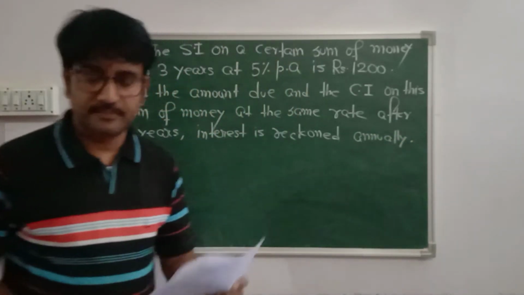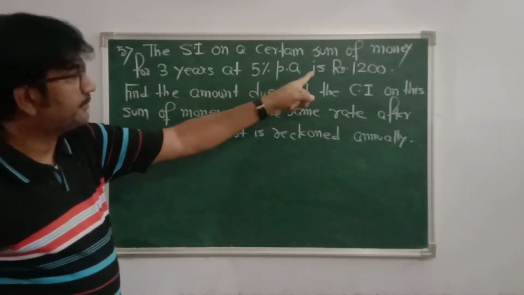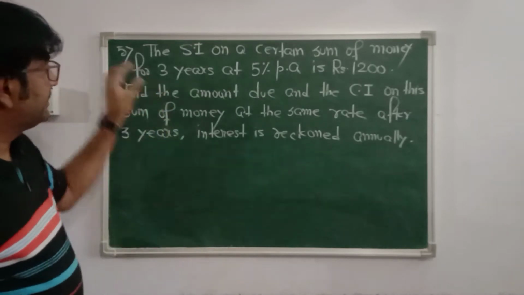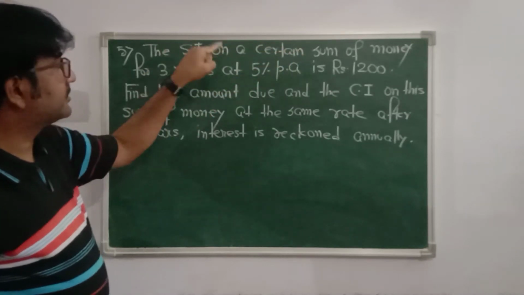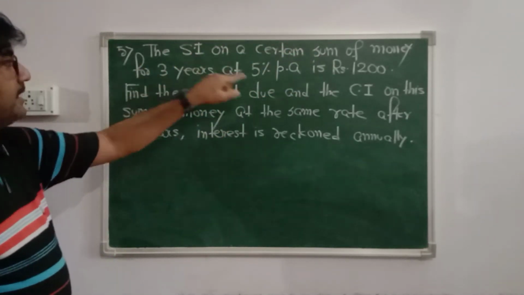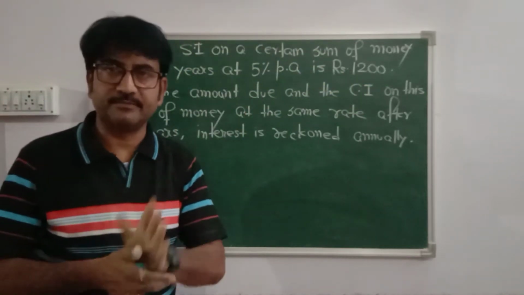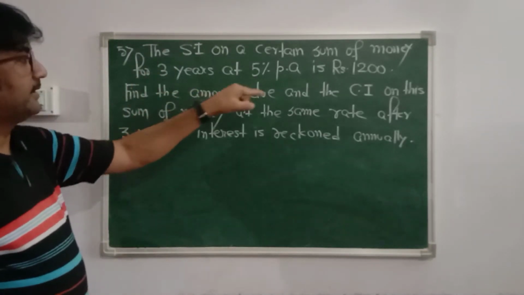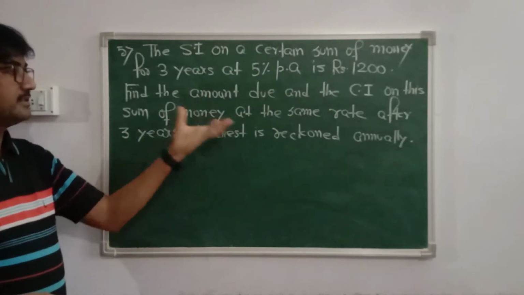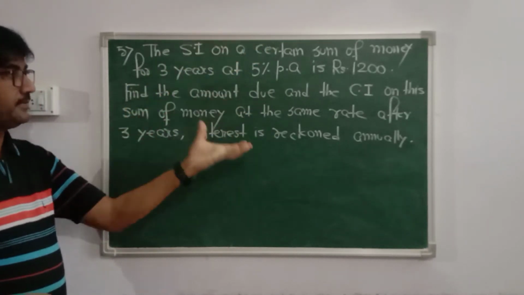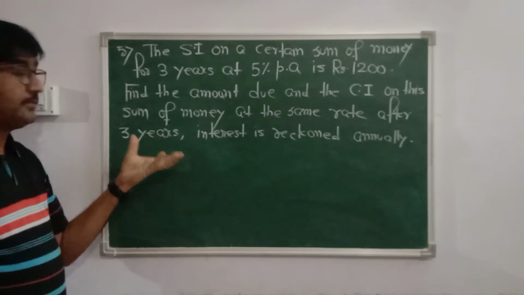So let us first read the question once again. The simple interest on a certain sum of money for 3 years at 5% per annum is rupees 1200. So in this particular line, what is not known to us is the sum. So from this information, we need to first calculate the sum, the principal. Now find the amount due and the compound interest on this sum of money at the same rate after 3 years. Interest is reckoned annually. Now with this sum, we will proceed further to find the amount and the compound interest on the sum of money for 3 years.